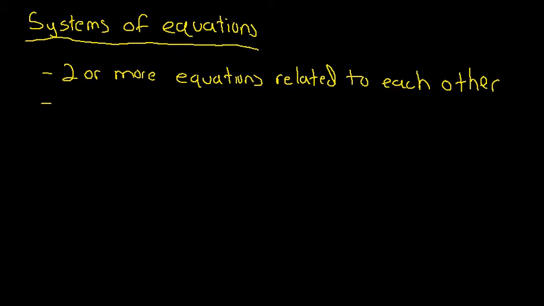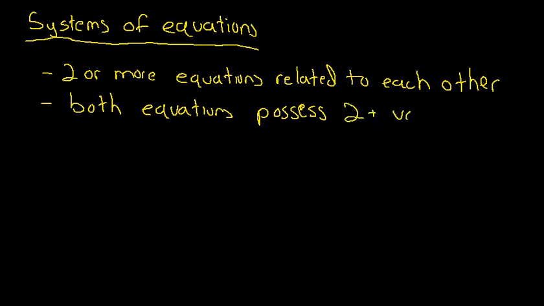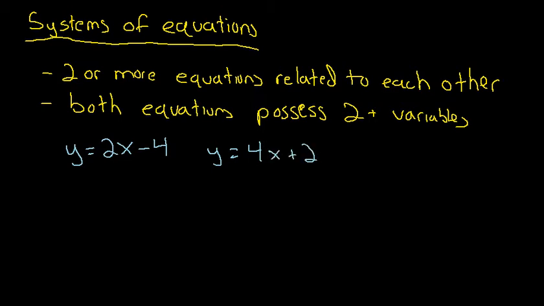Most of the time, both equations possess two or more variables. And again, you can have two or more equations and they can have two or more variables. So your simplest type of system of equations is going to be one that's given to you directly, and you just have two equations. Maybe you have y equals 2x minus 4, and you have, let's say, y equals 4x plus 2. So this is the system of equations.